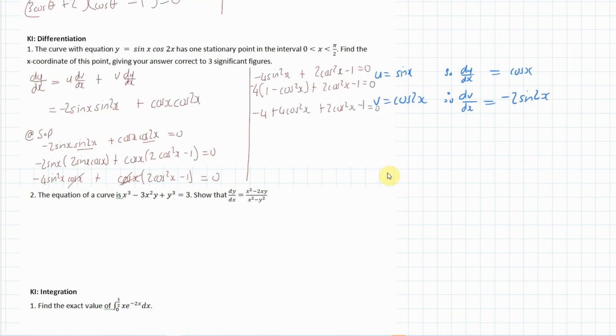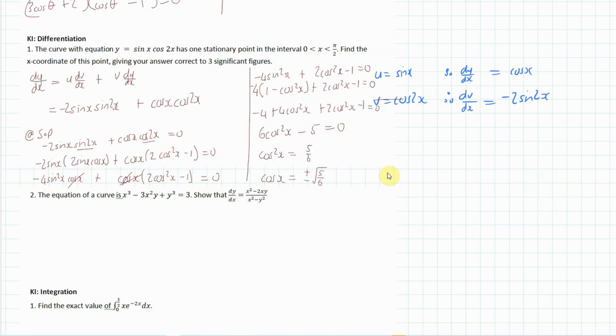And we'll clear a little bit of space for ourselves. 6 cosine squared x minus 5 equals 0. Okay, so we get cosine squared x equals 5 over 6, just bringing those things across to the other side. So cosine x equals plus or minus square root 5 over 6.